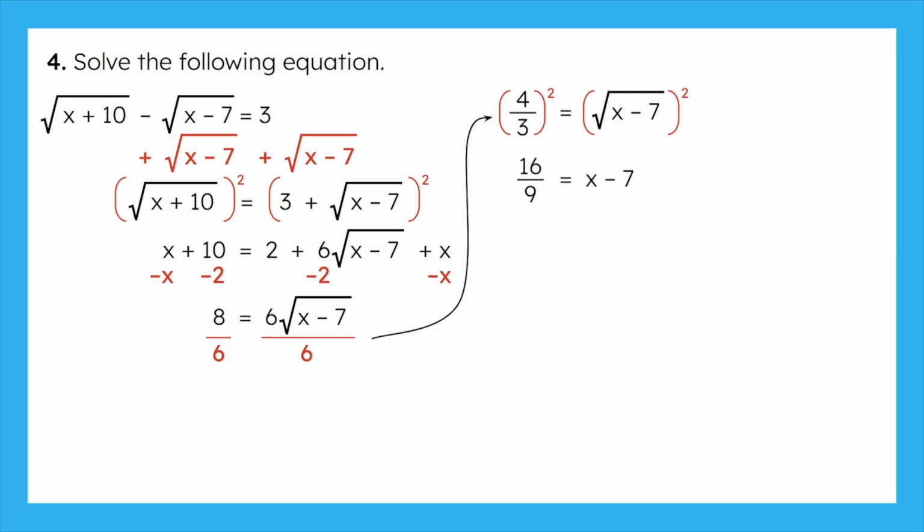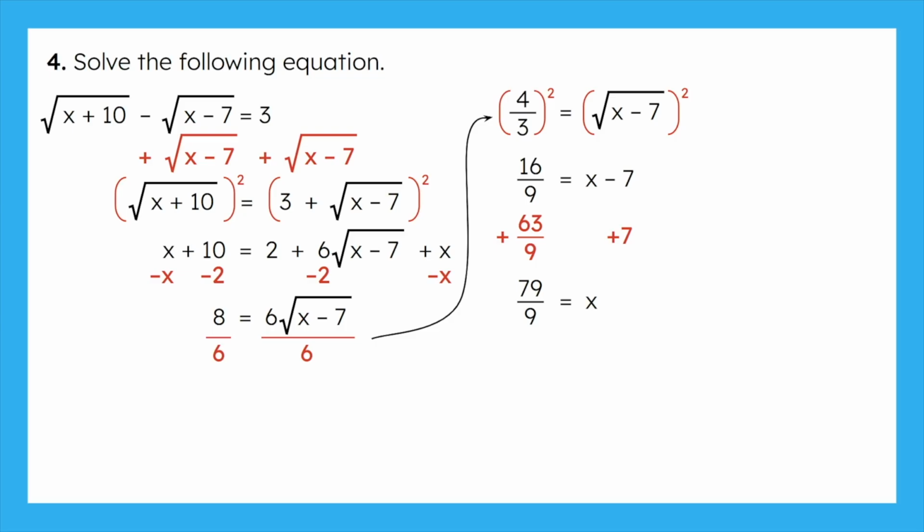We almost have x by itself. We just need to add 7 on both sides, so we add 7 on the right side, and on the left, we'll add 7 in fraction form with a common denominator to 16/9, which would be 63/9. This results in 79/9 equals x.